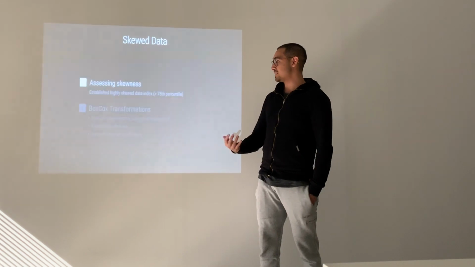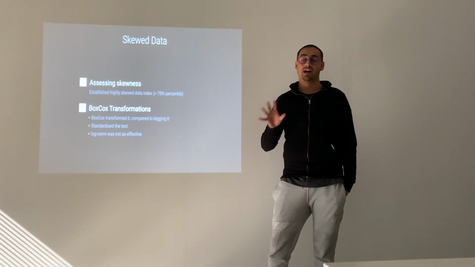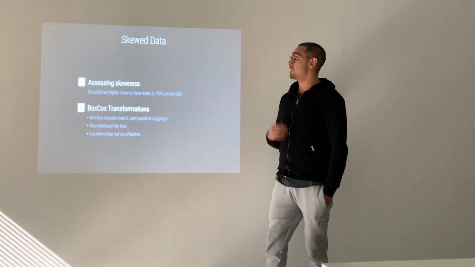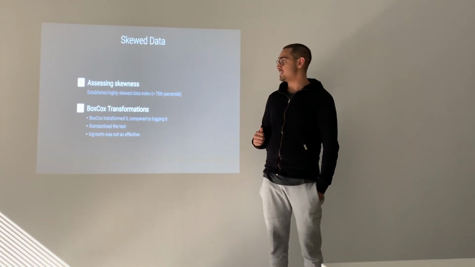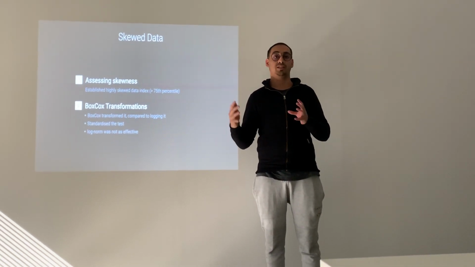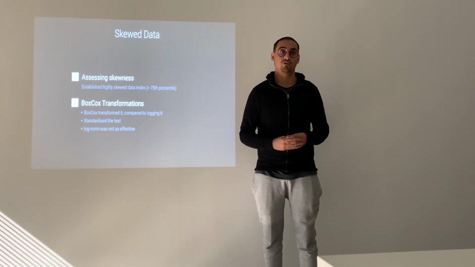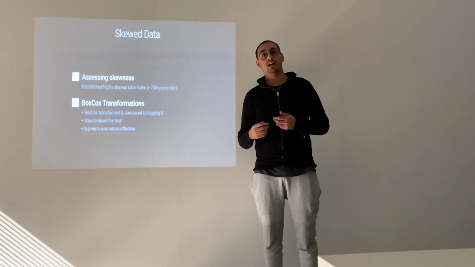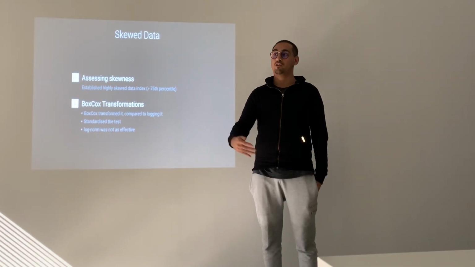Next, we replaced our integers with other values, and then we had to look at skewed data. Assessing the skew, we established that anything above the 75th percentile was skewed, and with that data, we applied a Box-Cox transformation. Compared to log-transforming it, Box-Cox was the go-to if log did not work.